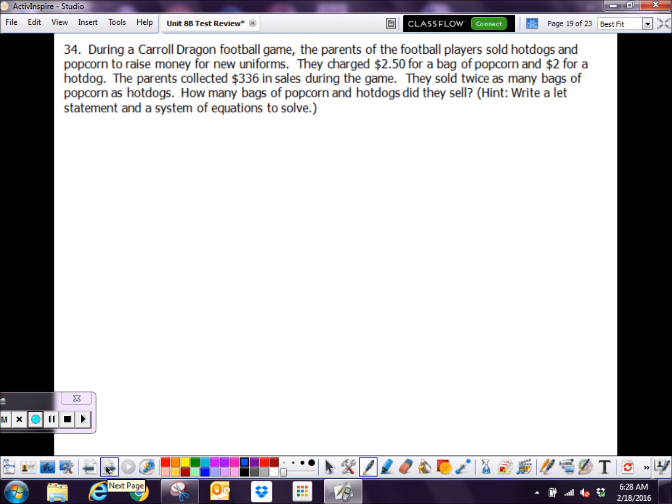34. During a Carroll Dragon football game, the parents of the football players sold hot dogs and popcorn to raise money for new uniforms. They charged $2.50 for a bag of popcorn and $2 for a hot dog. The parents collected $336 in sales during the game. They sold twice as many bags of popcorn as hot dogs. How many bags of popcorn and hot dogs did they sell? It says hint, write a let statement, and a system of equations to solve. All right, so here we go. I'm going to let P be popcorn and H be hot dogs.